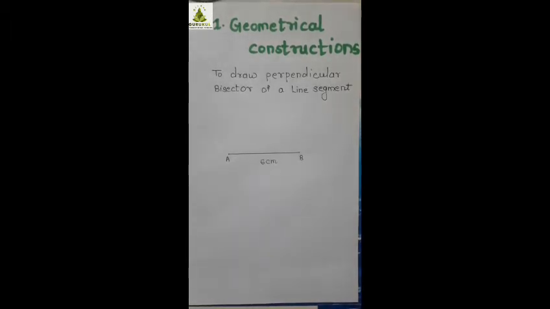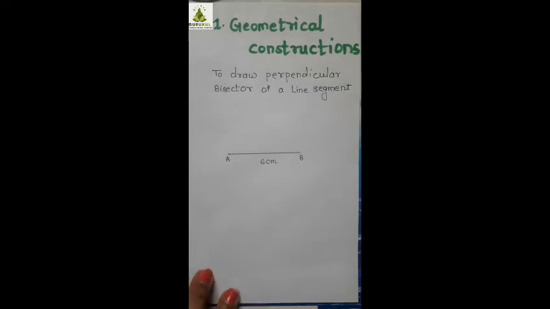Now, bisector: bi means two and sector, section, means dividing the given segment into two equal sections or parts. And perpendicular bisector means the line which divides the segment perpendicularly, forming a 90 degrees angle, into two equal halves. Now let's see the method.